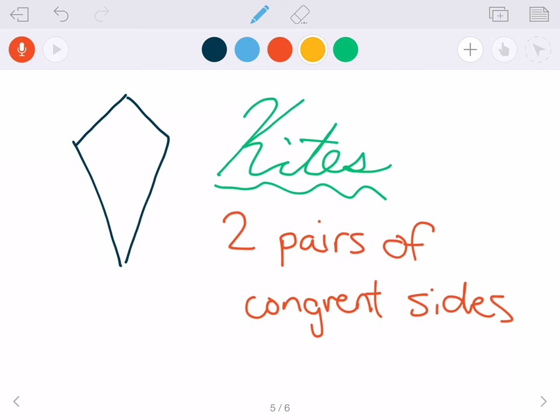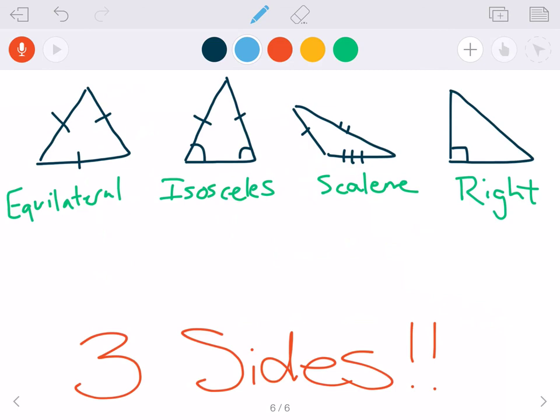Kites, there's not a lot to a kite besides the fact that it's a quadrilateral and it has two pairs of congruent sides. So we've got this side is congruent to that one, and they share an angle right here. And same thing, this side is congruent to that one, and they share this bottom angle there.